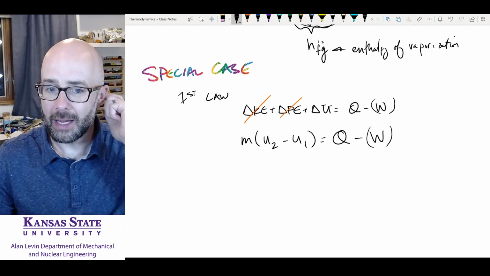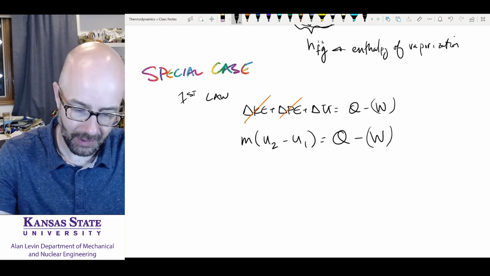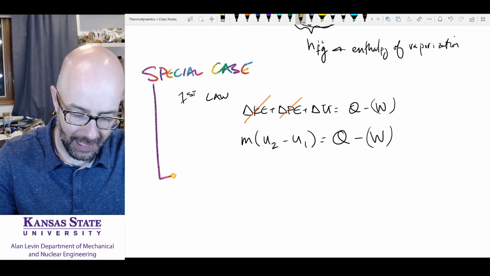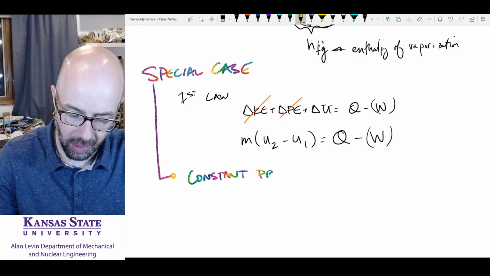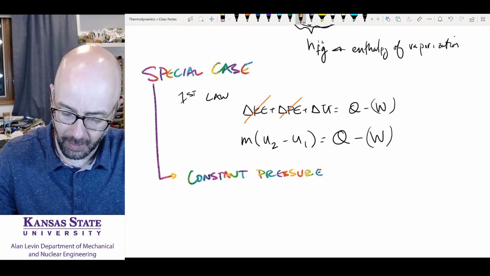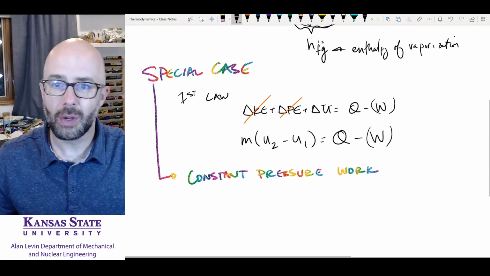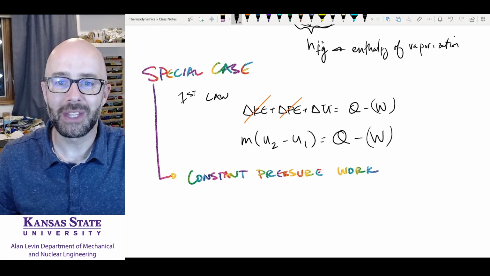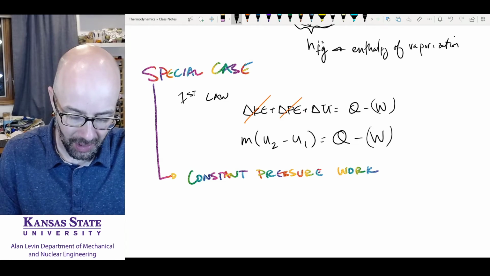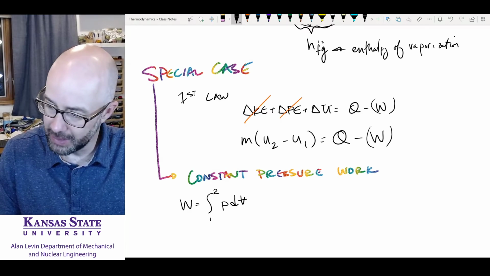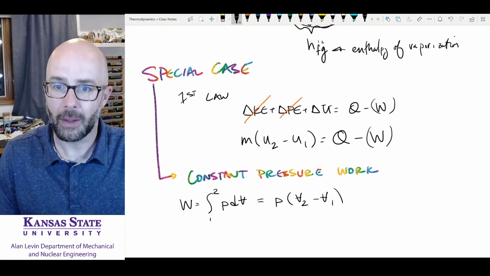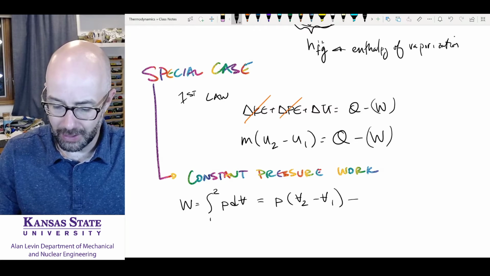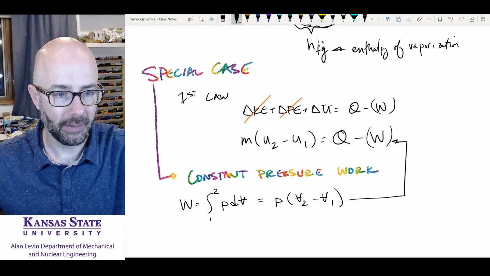Okay? Now here's where our special case comes in. Let's say we have constant pressure work. Remember, work is going to be the integral from 1 to 2 of P dV. Constant pressure work is going to give me pressure times V2 minus V1. Okay? And I'm going to insert this into this equation here.